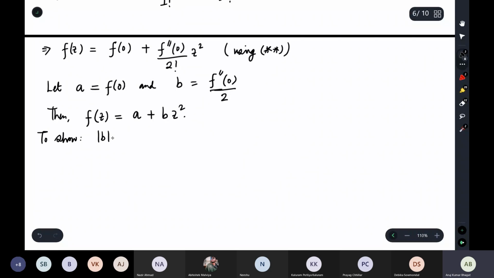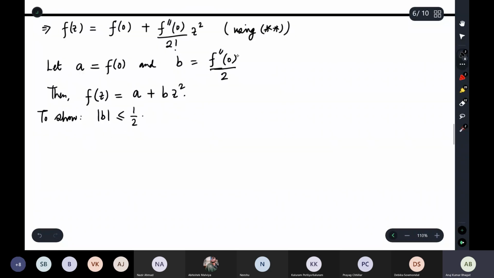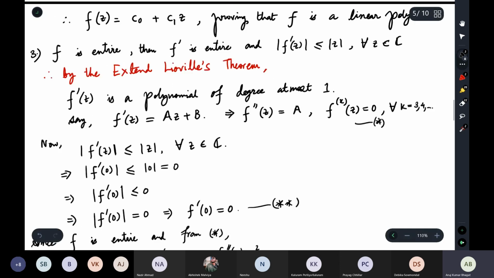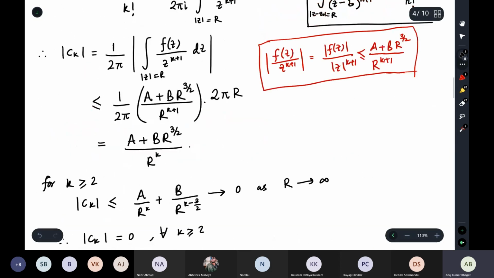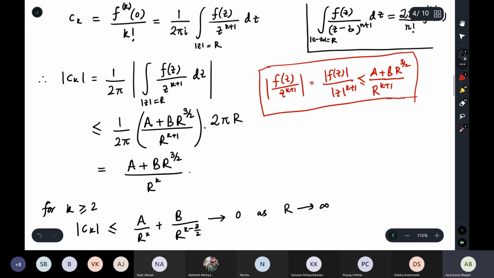modulus of b is lesser equals to half. So I want to prove that this quantity has modulus lesser equals to half. Okay, any approach? How can I show that? Again I'll use this concept which I have used here. The same ML, I should write here, by ML inequality. So this is by ML inequality.